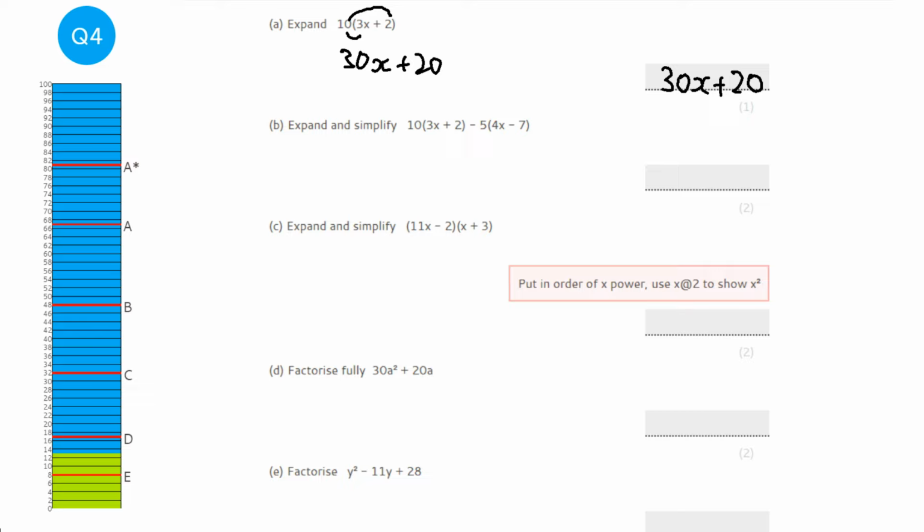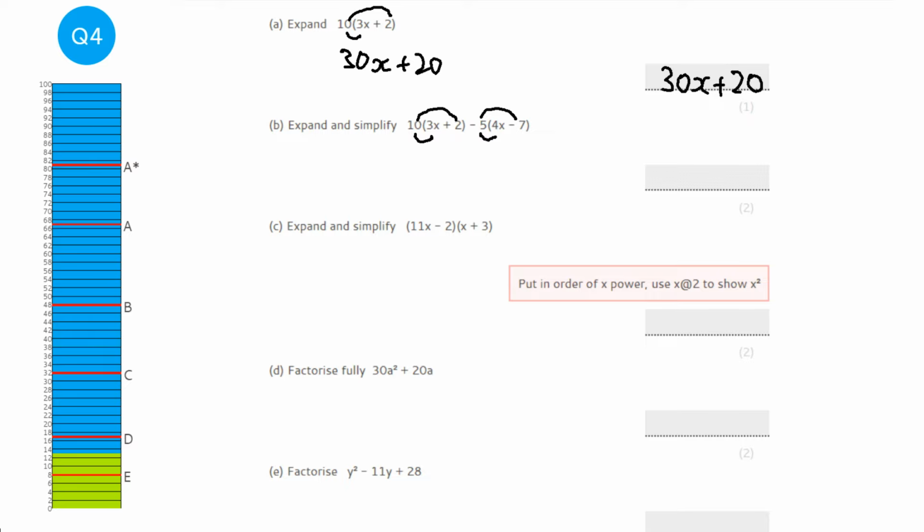The first bit's easy, 10 times the 3x, 10 times the positive 2. Second bit is a bit of a gotcha. This number here outside the bracket is not a 5. It's a minus 5, and you have to treat it as a negative 5. So it's minus 5 times 4x, then minus 5, and again, a little bit of a gotcha here. This is not a 7, it's a minus 7. So it's minus 5 times negative 7.